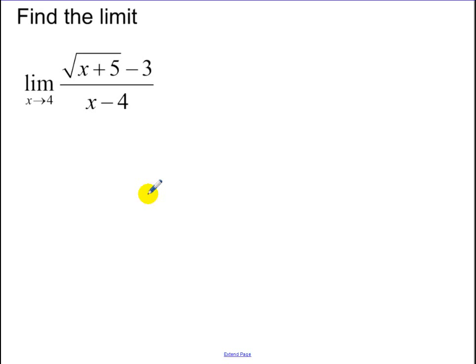Next example. Again, notice how when I plug in 4, I make the bottom equal to 0. And actually, when I plug in 4 in the top, we actually get 0 on the top. We have to manipulate this. We have to manipulate by multiplying by the conjugate of the top.